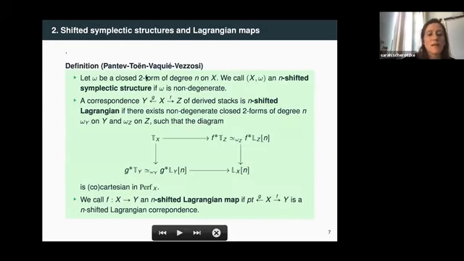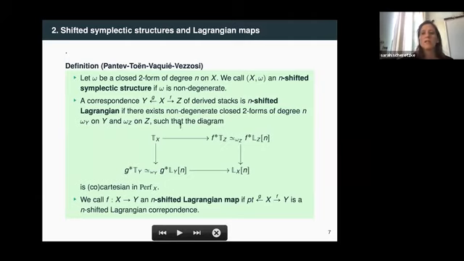Okay, let's go to the definition now of shifted symplectic structures, also in the same paper by Pantev, Toën, Vaquié and Vezzosi. This is really exactly dual to the classical case. So we call a space X with a closed 2-form, now we have to specify the degree, of degree n, n-shifted symplectic if this 2-form of degree n is non-degenerate. So if it induces an isomorphism between the cotangent and the tangent complex, where we allow a shift by n on the cotangent complex.